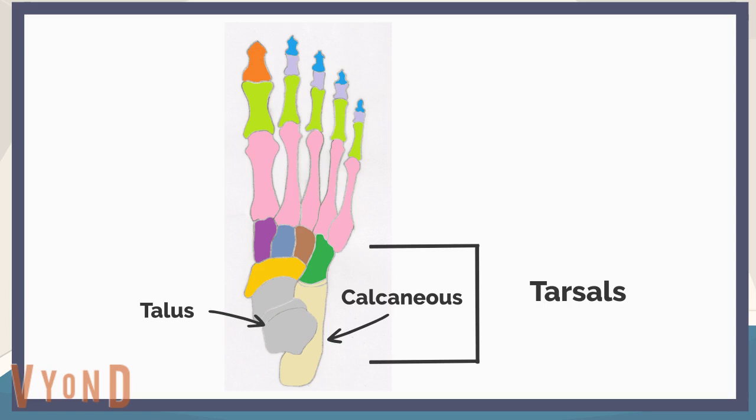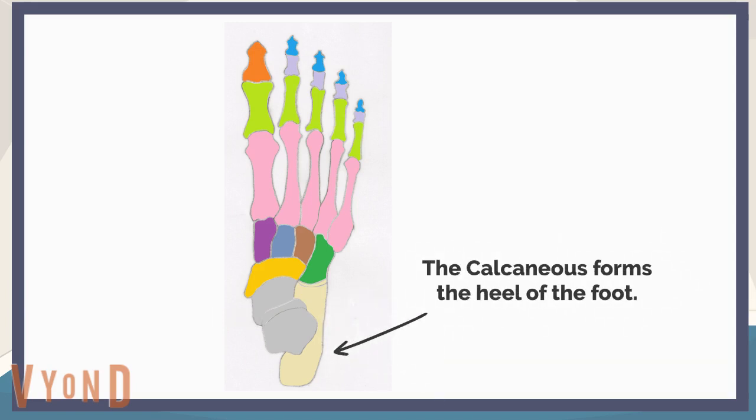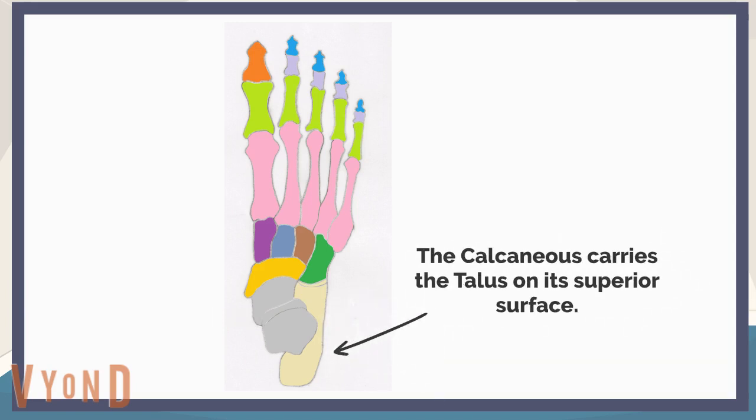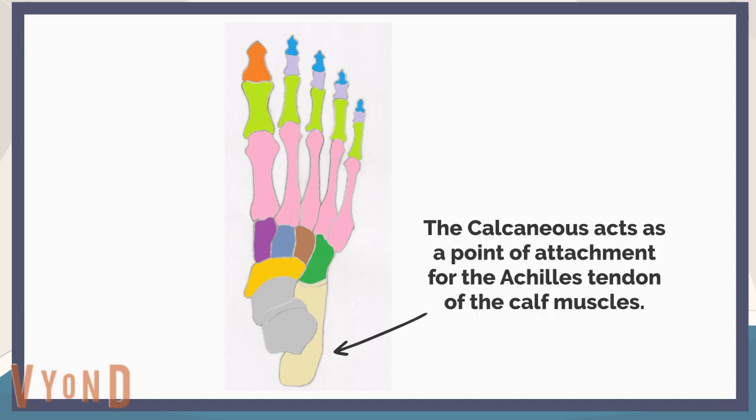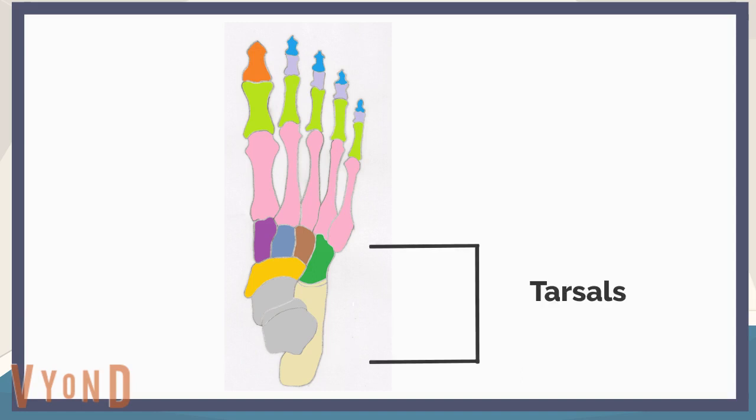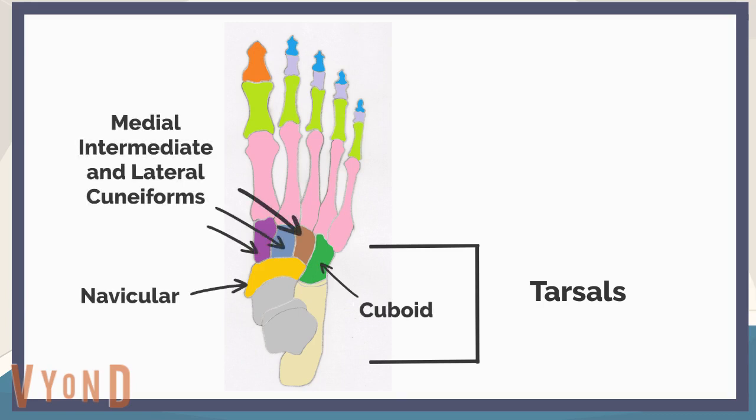The talus is the most superior of the tarsal bones and transfers the weight of the body to the foot. The calcaneus forms the heel of the foot. The calcaneus carries the talus on its superior surface. The calcaneus acts as a point of attachment for the Achilles tendon of the calf muscles. Other tarsal bones include the cuboid, navicular, and medial, intermediate, and lateral cuneiforms.